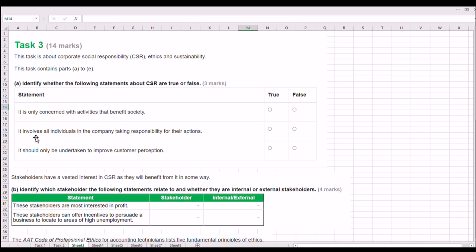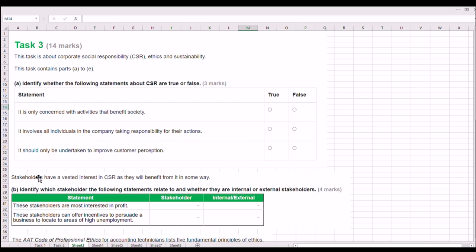Next: it involves all individuals in the company taking responsibility for action. Normally when you see words like "only concerned" and "all", there should be red flags appearing. I think this is probably a false one, but actually in this instance, corporate social responsibility is about all individuals in the company taking responsibility for their actions. Everybody has to be part of it. You can't have the CEO saying, let's reduce our energy costs, and then the estates director doesn't do anything about it, because then it's just talking about it. So that one's actually true. False for the first one, true for the second one.